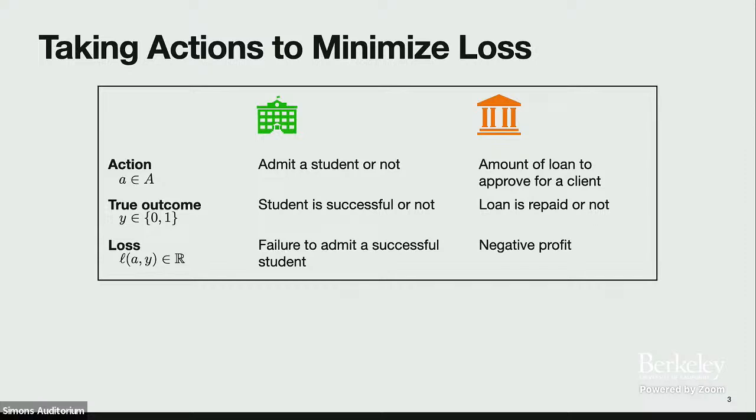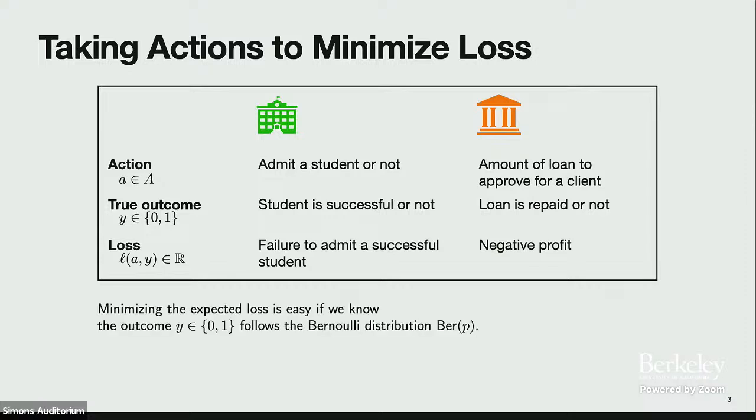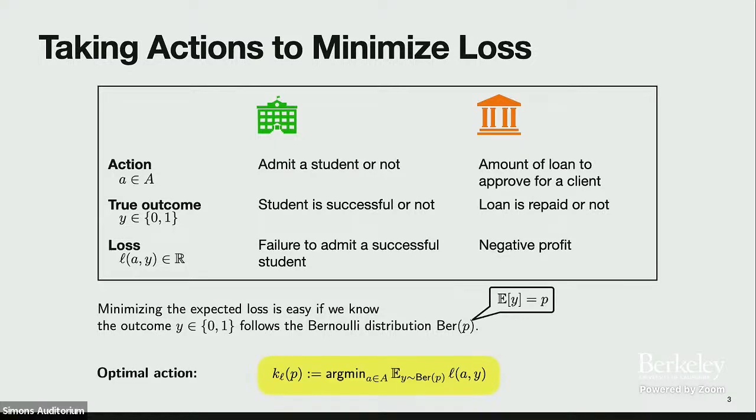So in such loss minimization problems, if we know the distribution of the outcome, then it is very easy to find the best action to take that minimizes the expected loss. Here, the outcome is binary, so it follows a Bernoulli distribution with mean p. And if we know the value of p, then we can just easily find the optimal action. We just write down the expected loss, find the action that minimizes it. I will use k_ℓ to denote the optimal action to take. For many loss functions, there are closed form solutions to this optimal action. So indeed, k_ℓ is a function that is usually extremely easy to compute.